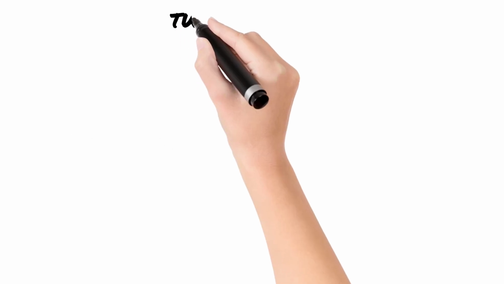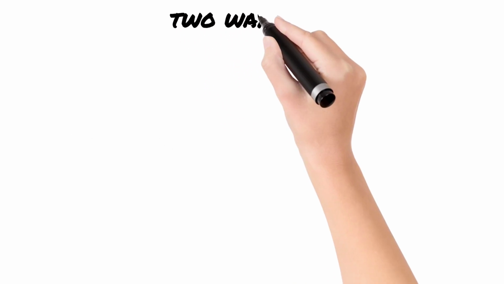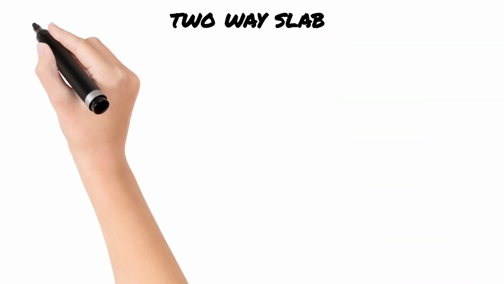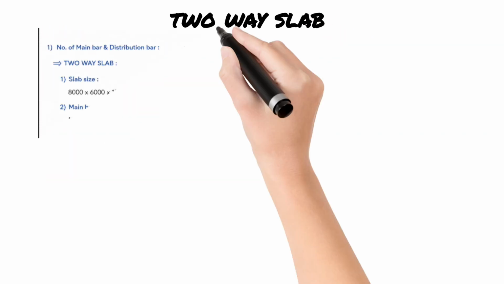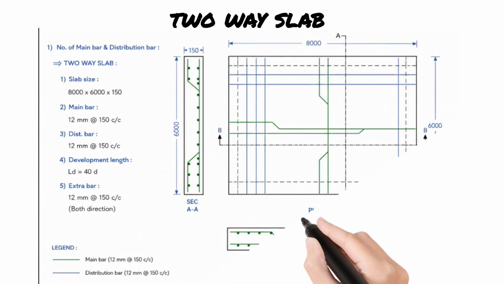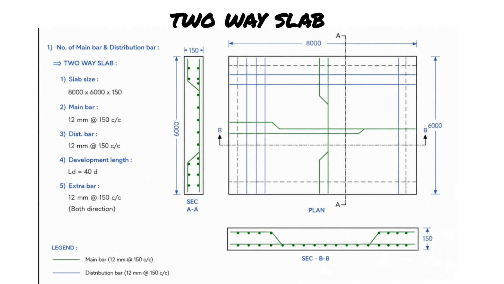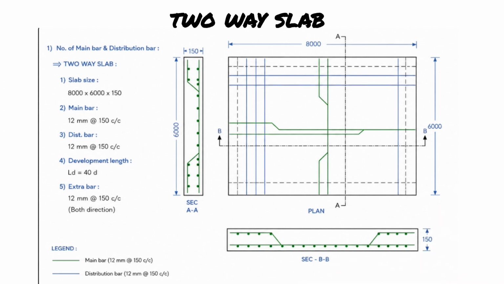Now let's start our topic. Before starting the bar bending schedule, let's see what is two-way slab. In simple words, a slab is said to be two-way slab if its longer span length divided by shorter span is less than 2. It is supported by all four sides and bends in two directions. The reinforcement is provided to resist bending in both directions.